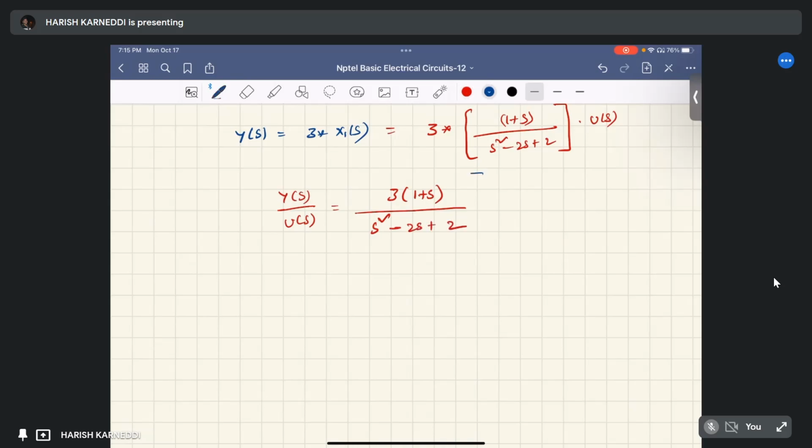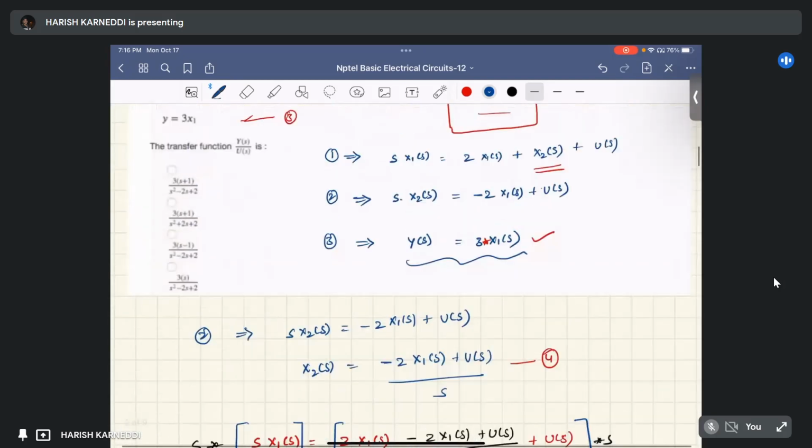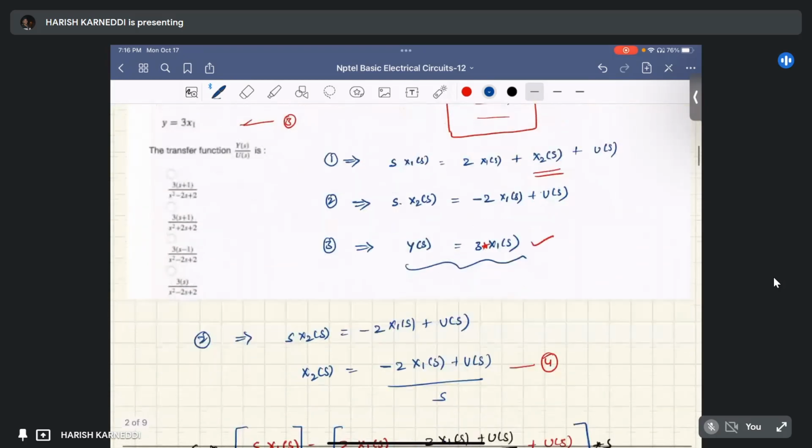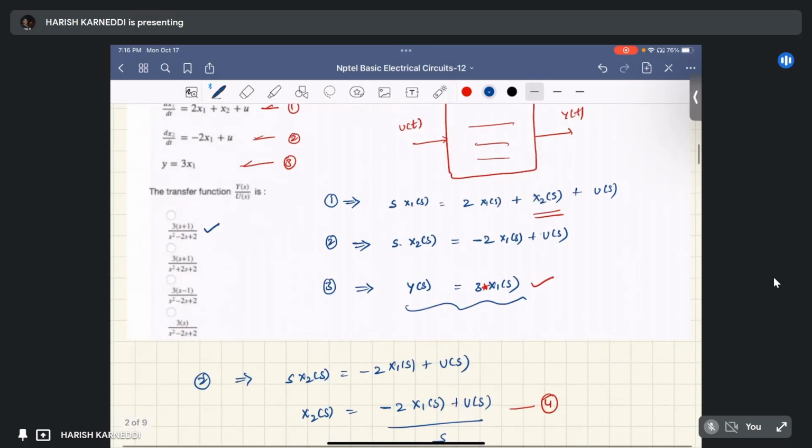This is the function we need. It is the transfer function of the system, y of s by u of s, Laplace transformation of output by Laplace transformation of input. We calculated it from these three equations. The answer will be 3 into s plus 1 by s square minus 2s plus 2. That's option A. I hope this is clear.